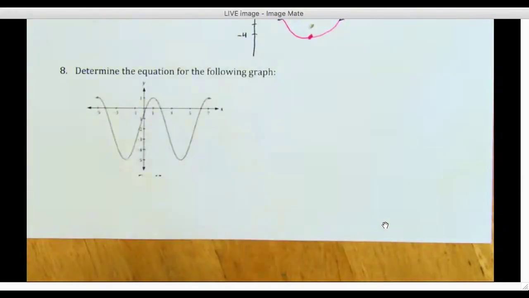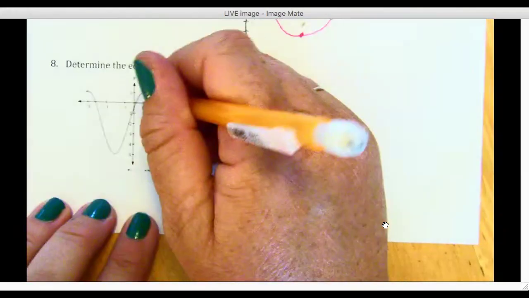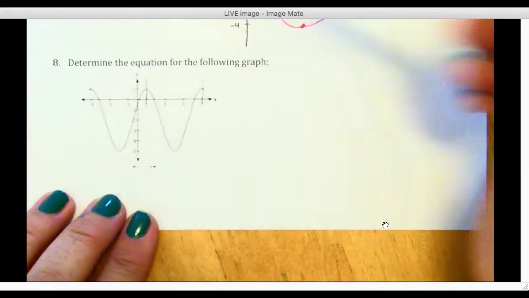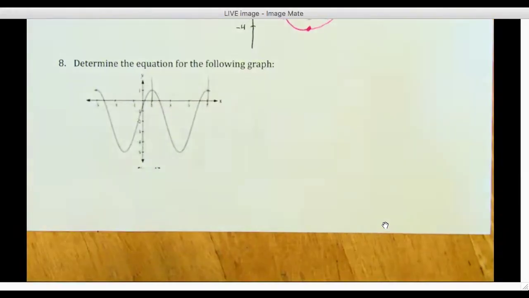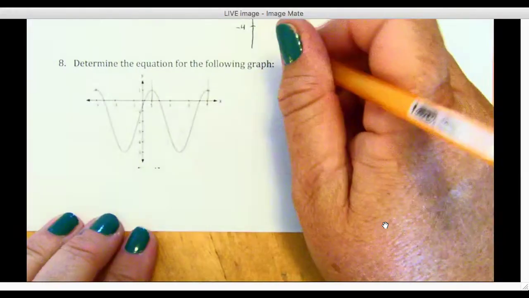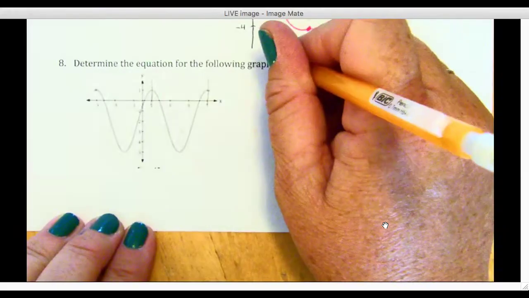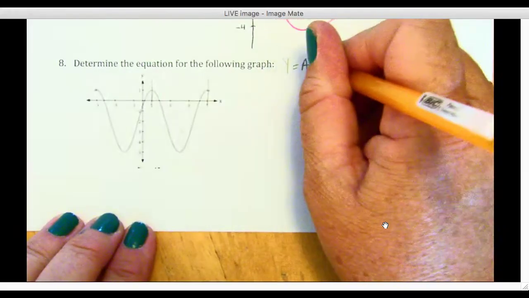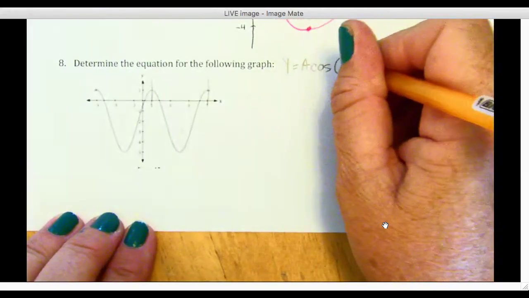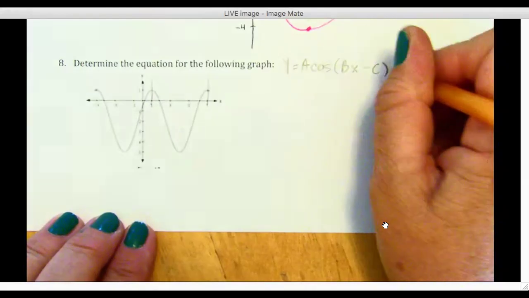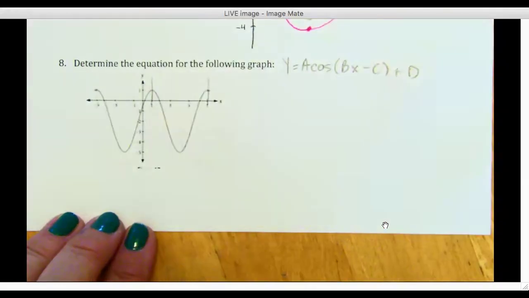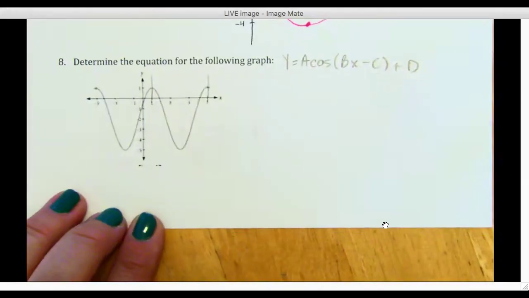Okay, so this next one gives us a graph, and we want to write the equation. Now you can actually make this fit for sine or cosine, but I see cosine right away. If you look at from 1 to 7, that looks like the shape of cosine. So I'm going to use cosine. And that means I'm trying to make this fit into y equals a cosine bx minus c plus d. And it is clear that it has been a vertical shift.